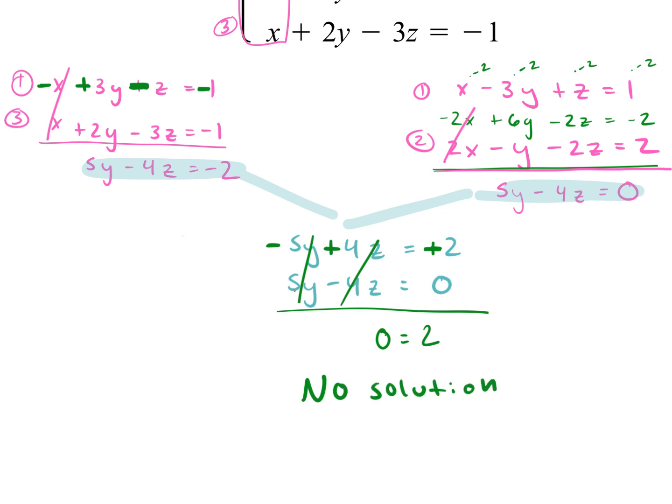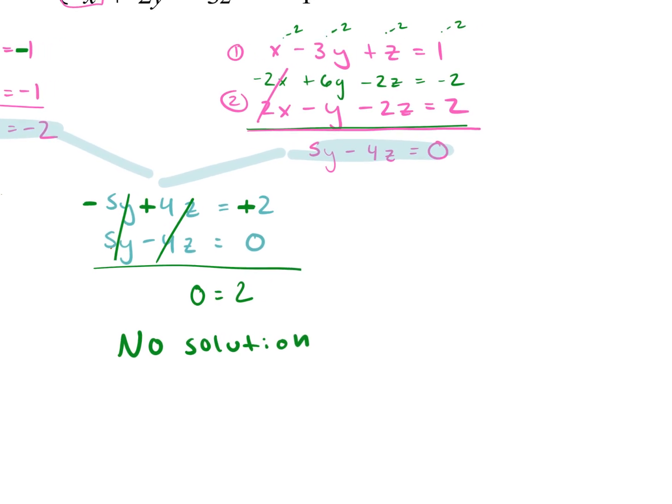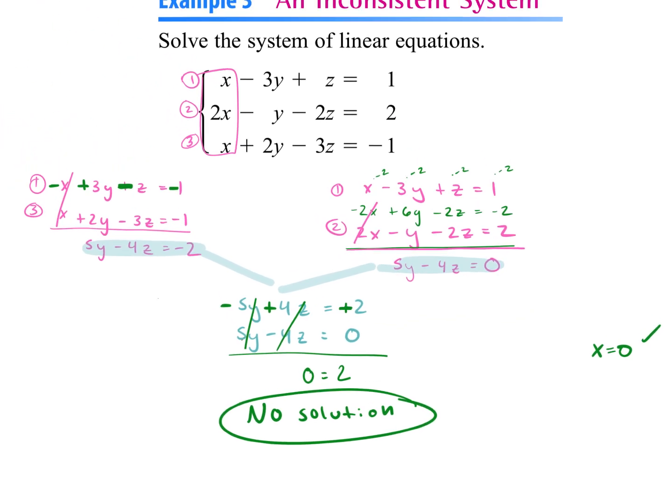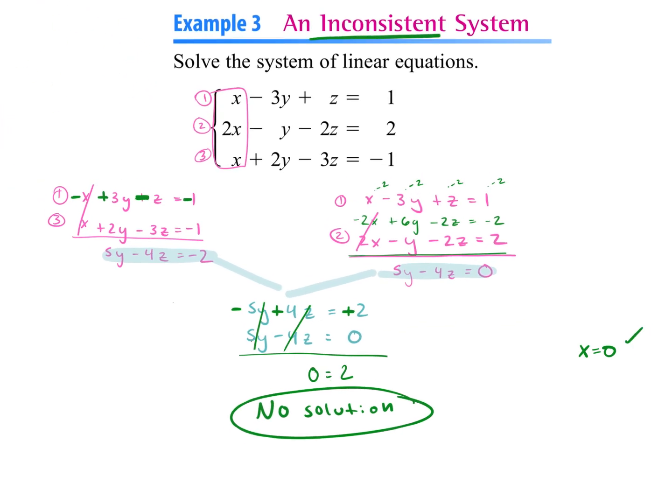Now be careful, because a common mistake that people will make is that they'll end up getting x equals 0, and they'll think no solution. 0 is a number. X can equal 0, y can equal 0, z can equal 0. They could all equal 0. But 0 can't equal 2. So just keep that in mind. X can equal 0. This is possible. But 0 cannot equal 2. If you get 0 equals a number that's not 0, your answer is no solution. So this is an inconsistent system because it gives us no solution.